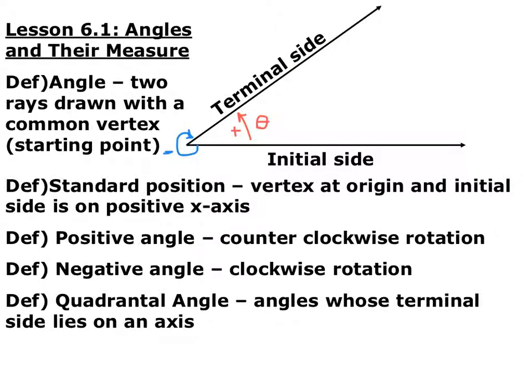If you measure in a counterclockwise rotation, that is the positive direction. If you go clockwise, that is the negative direction. A lot of times you're going to see this notation here, this theta. It's the Greek letter theta. We use that to represent angle measurements. A quadrantal angle is an angle whose terminal side lives on one of the axes. So for instance, 0 degrees would just be flat, 90 degrees would be coming up the positive y-axis, 180, 270, and so on and so forth.